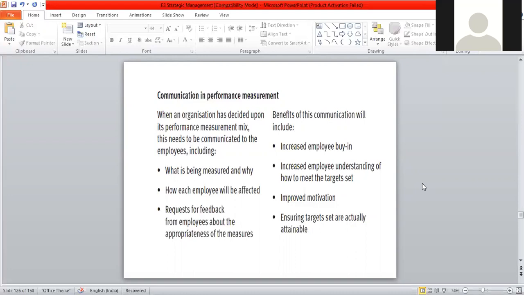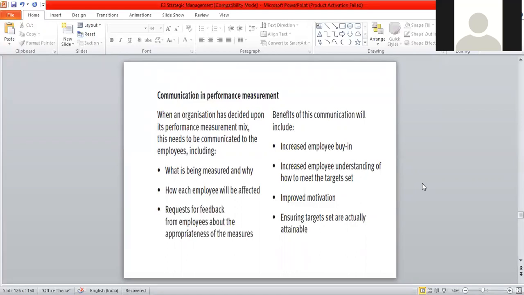Now, if such a rapport is there between the management and the employees, then they understand the feasibility of their targets and the difficulties in achieving their targets. So, accordingly, the appraisal of the employees can be taken up. So, what will the benefits of this communication include?